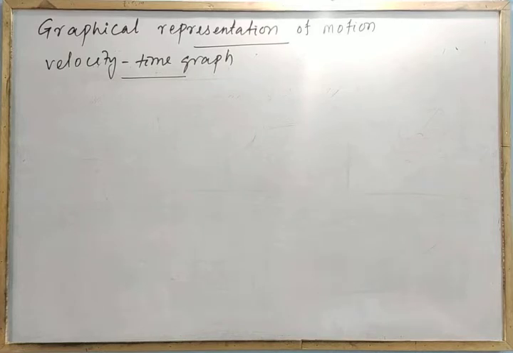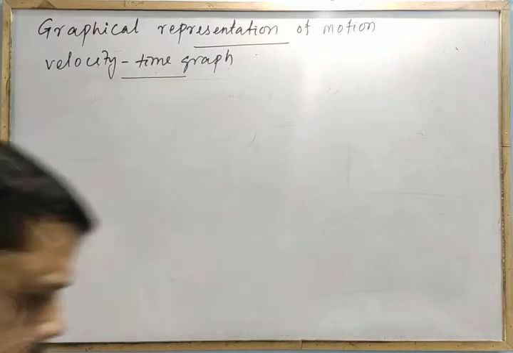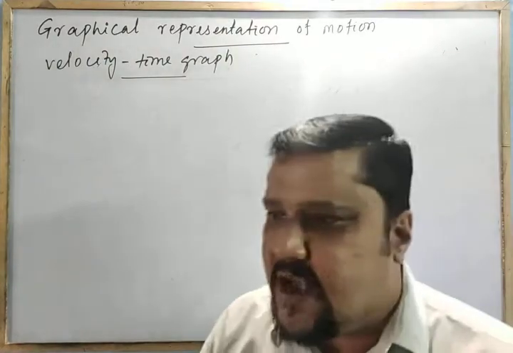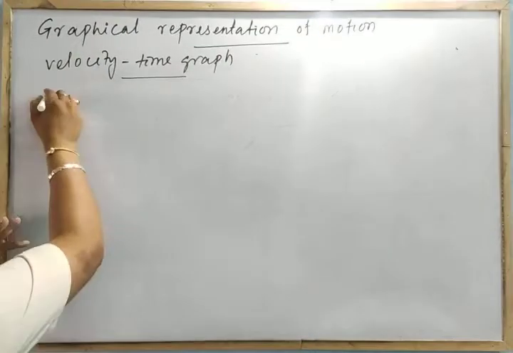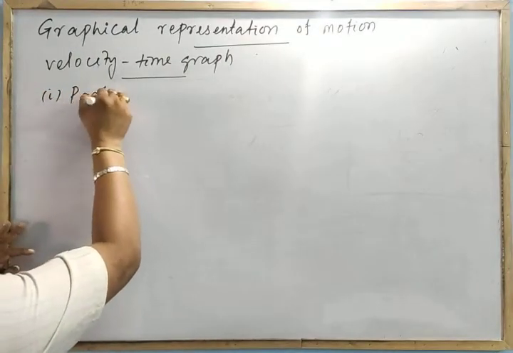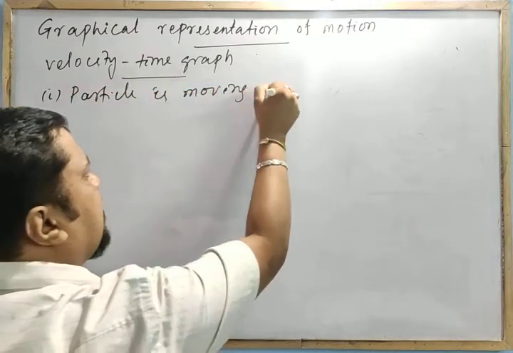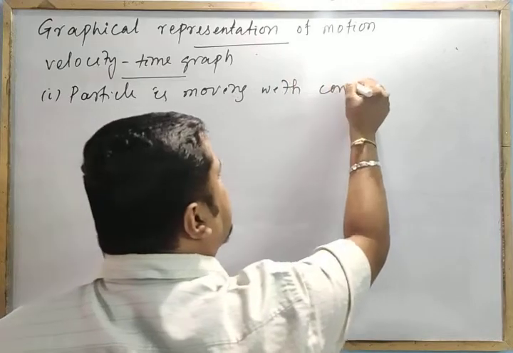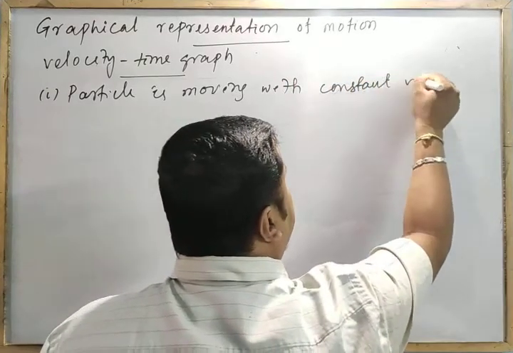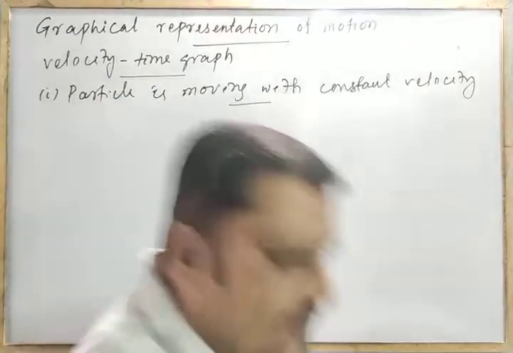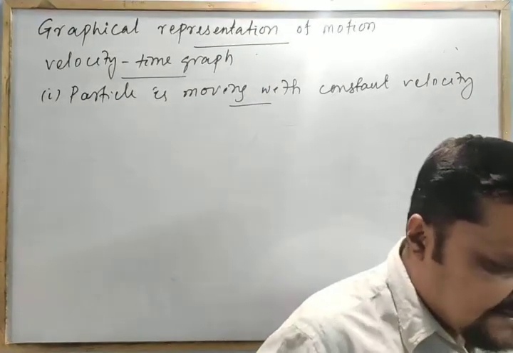Okay students, now we will go for the velocity-time graph. In this velocity-time graph, first we will show that the particle is moving with a constant velocity. How will we show this? The first case: the particle is moving with a constant velocity. The velocity is constant as the time passes.